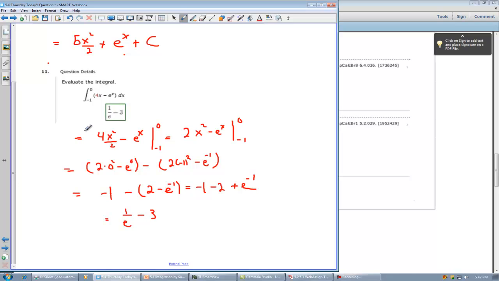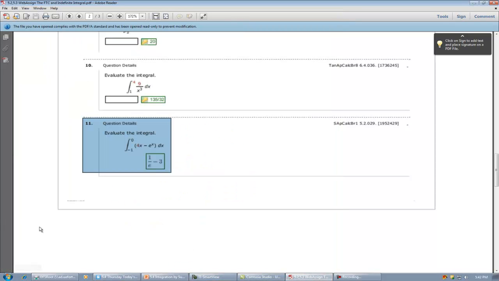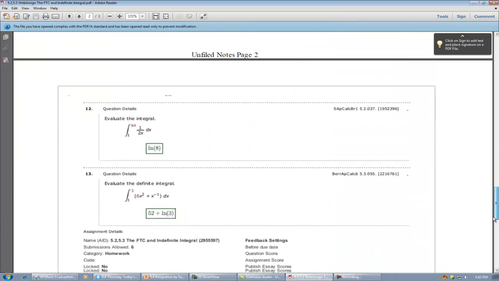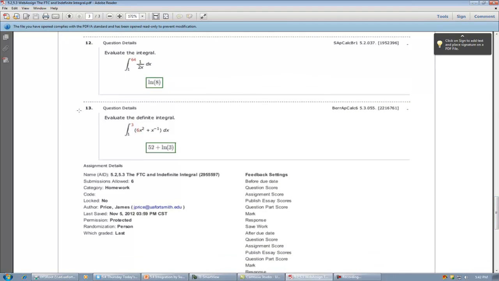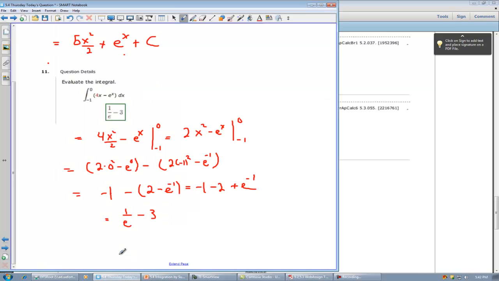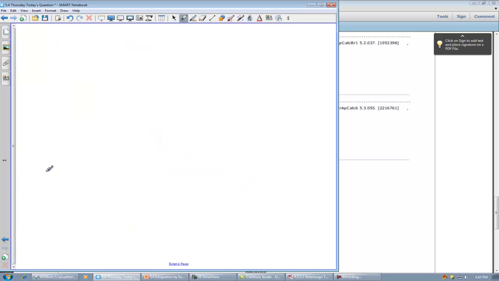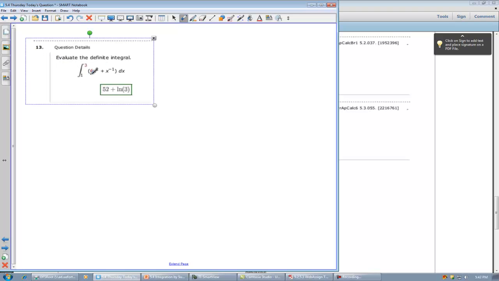And the last one I want to do is number 13. So on this one, what do we have? So this one's going to involve an ln. Alright, so I have the integral from 1 to 3 of 6x squared plus x to the -1. So here you have to be a little bit careful. Let me show you the mistake students typically make.